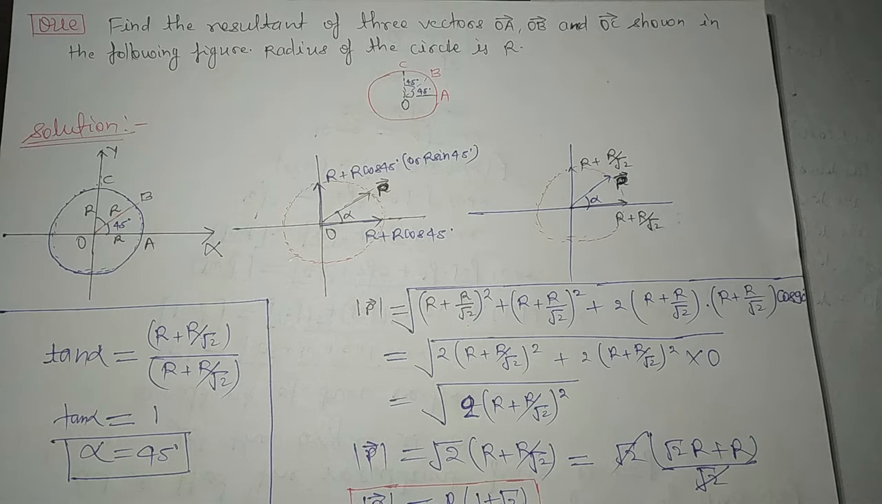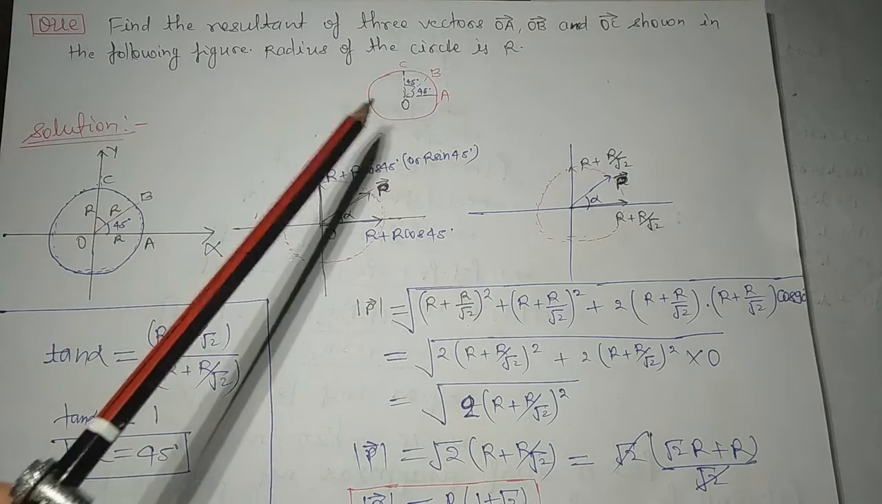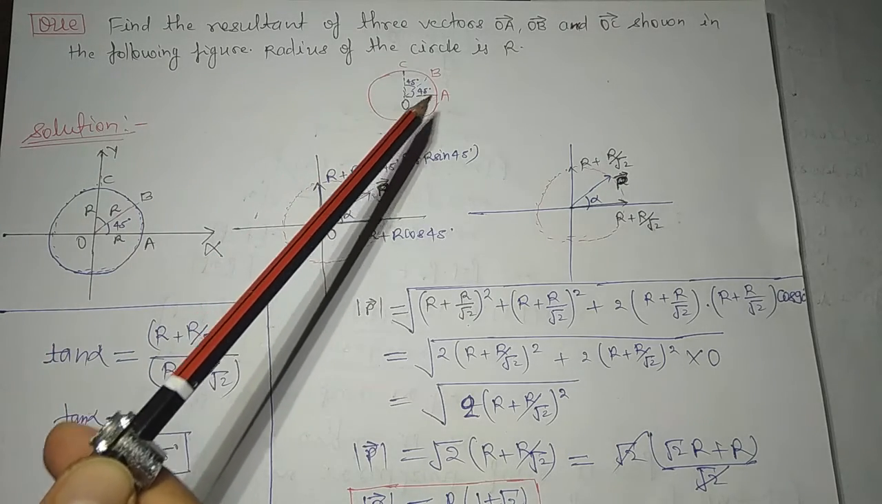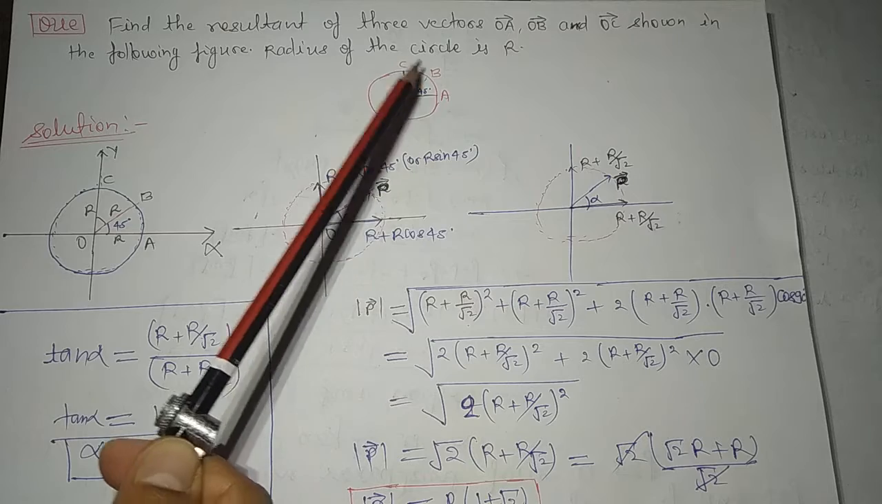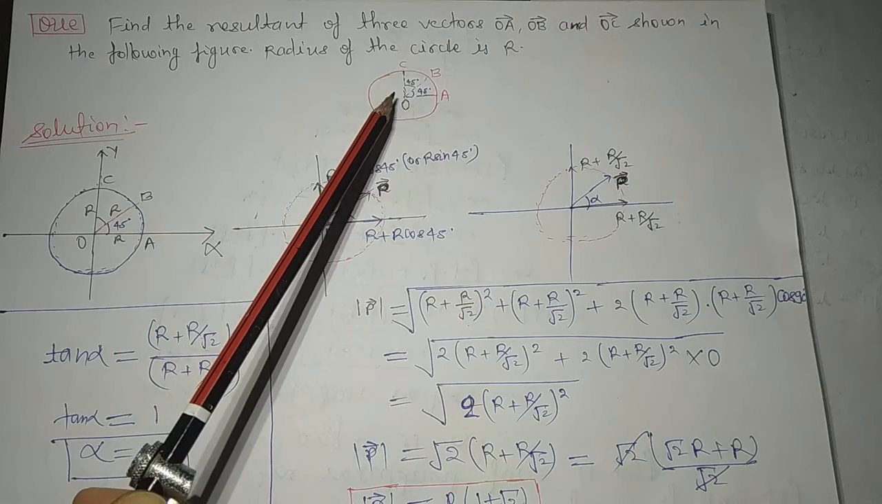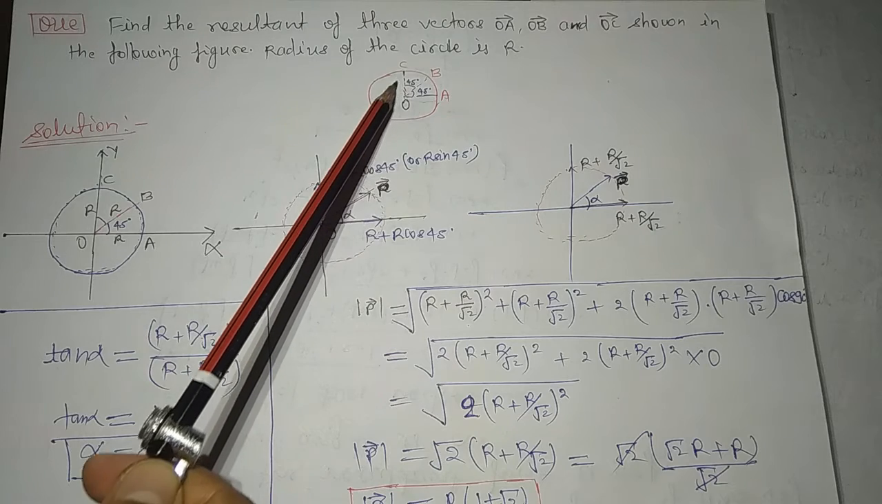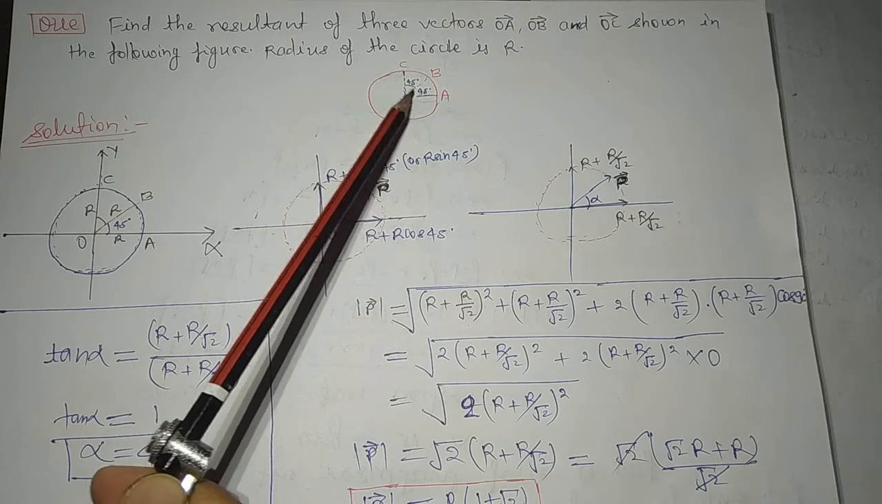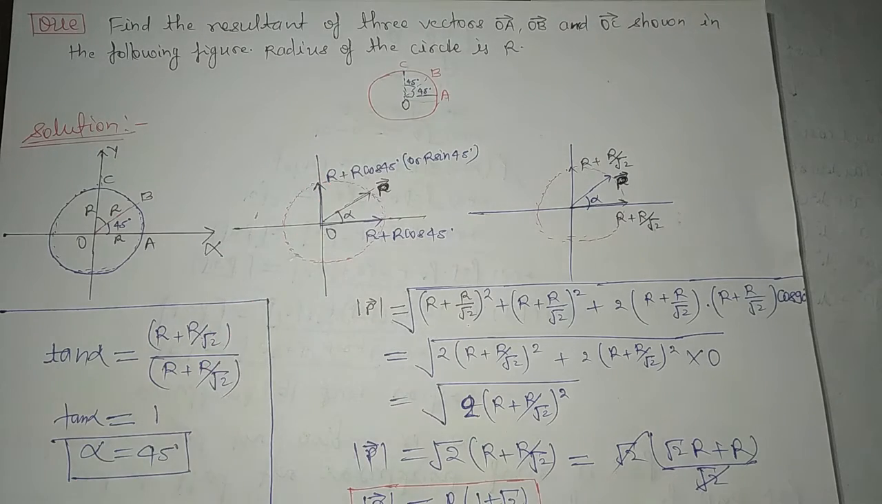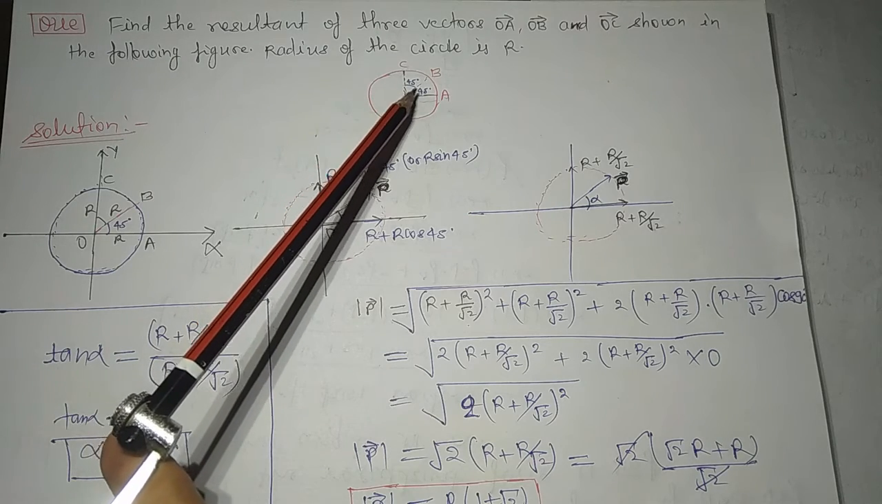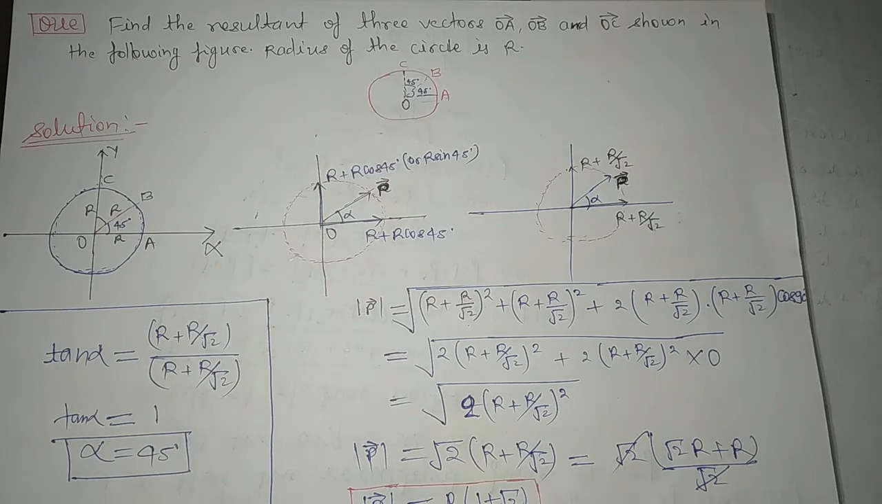our next problem is: find the resultant of three vectors OA, OB, and OC shown in the following figure, and the given radius of the circle is r. So here is the figure. This is a circle. This is point A, B, and C, and this is the origin. This is the OA vector, this is OB, and this is OC, and this angle is 45. This angle is also 45, and we have to find the resultant of these three vectors OA, OB, and OC.